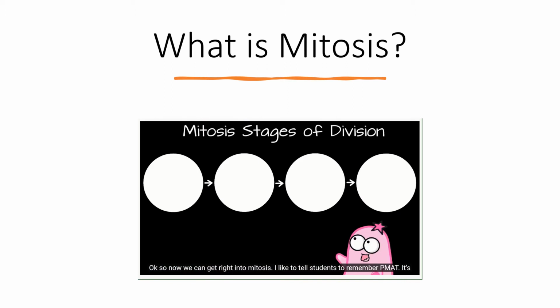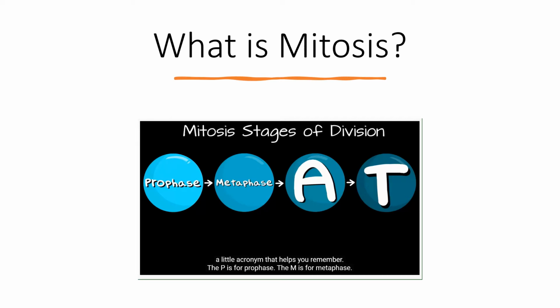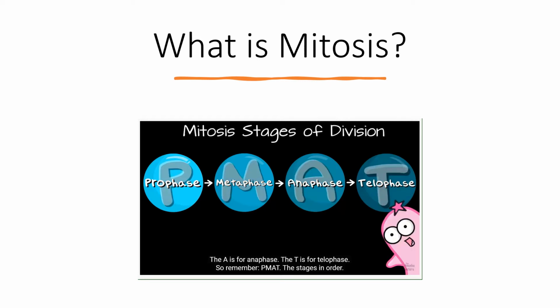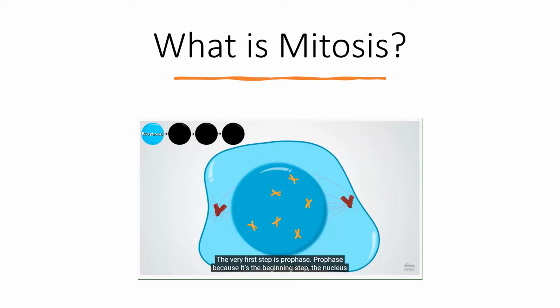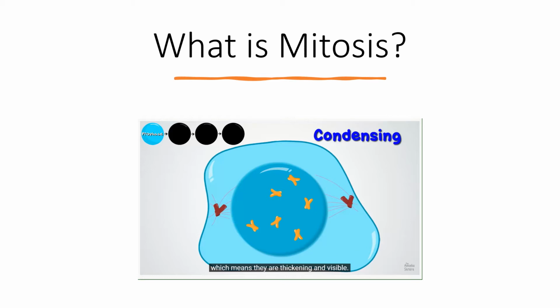Okay, so now we can get right into mitosis. I like to tell students to remember PMAT. It's a little acronym that helps you remember. The P is for prophase, the M is for metaphase, the A is for anaphase, and the T is for telophase. So remember PMAT, the stages in order. The very first step is prophase. Prophase because it's the beginning step, the nucleus is still there. And it's going to go away later on, but this is a stage where it's actually still there. The chromosomes are visible. In fact, we say they're condensing, which means they are thickening and visible.